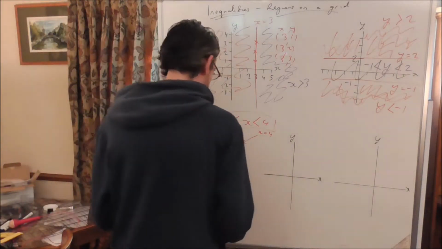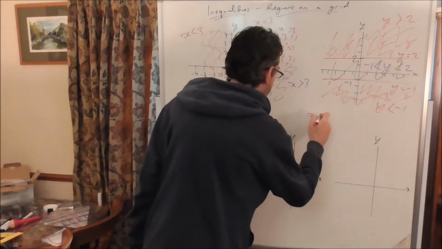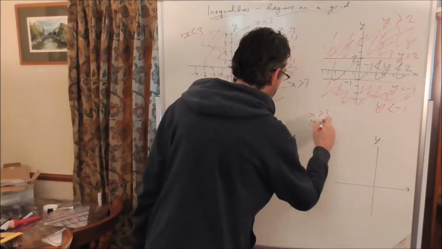Right, let's move on to this grid over here. So let's shade the region of points where x is greater than 3 and y is less than 5.